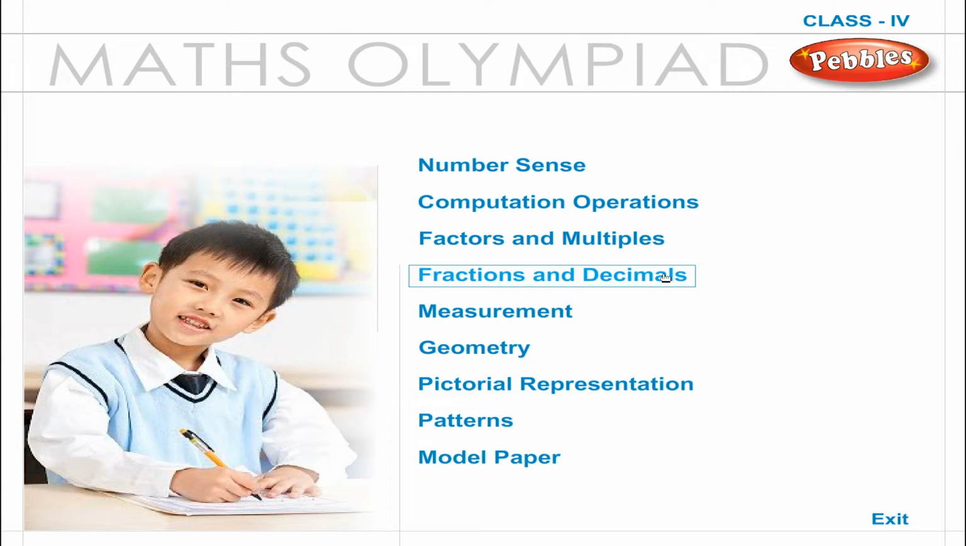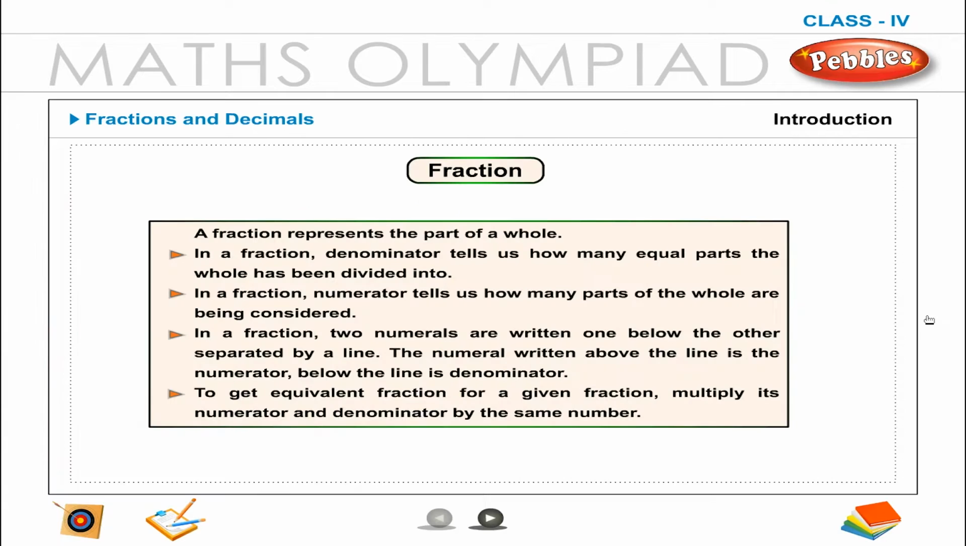Fractions and decimals. Fraction. A fraction represents the part of a whole. In a fraction, denominator tells us how many equal parts the whole has been divided into. In a fraction, numerator tells us how many parts of the whole are being considered.